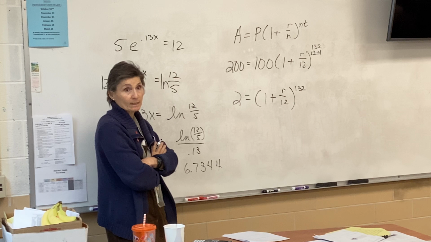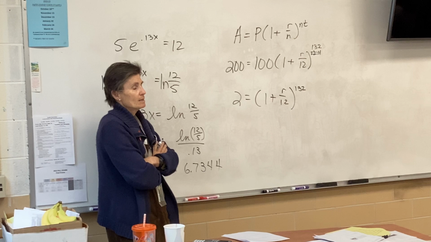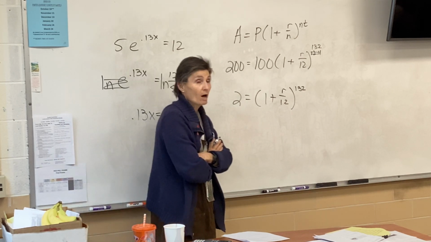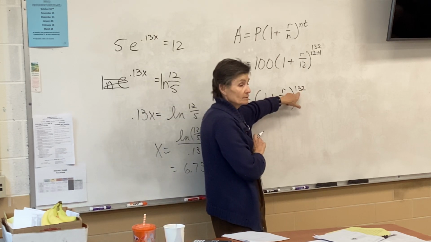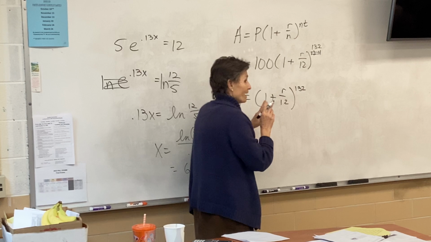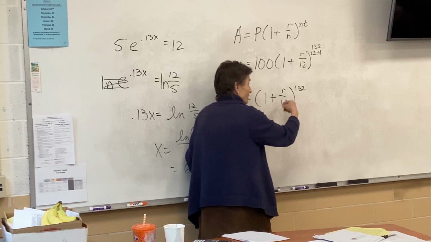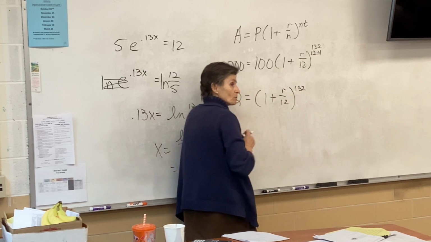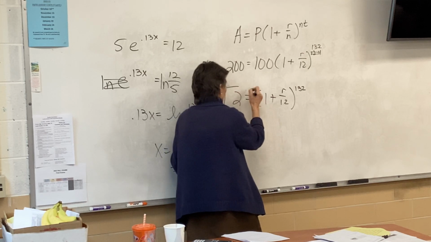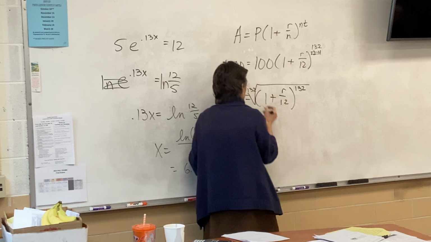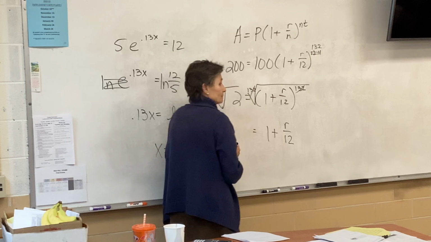This is a terrifying looking problem, but we've done it before. We've done one exactly like it. Do we need logarithms? No. You only use logarithms when x is up here, and it's not. But to get r by itself, I do need to get rid of this. So who remembers what we do? 132. We take the 132nd root of both sides, because that will cancel that out and leave me with this.